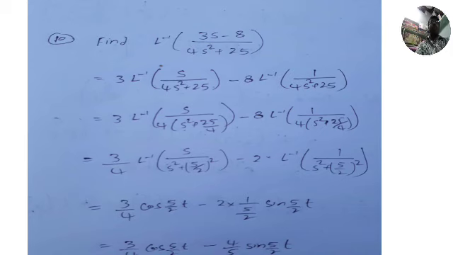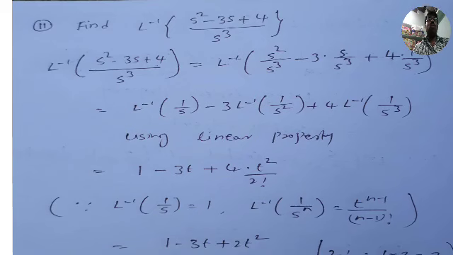Now you are able to write and able to get, able to understand these problems. Let us go to the next stage of problem. 11th question. Find L inverse of (s square minus 3s plus 4) by s cube. What to do?